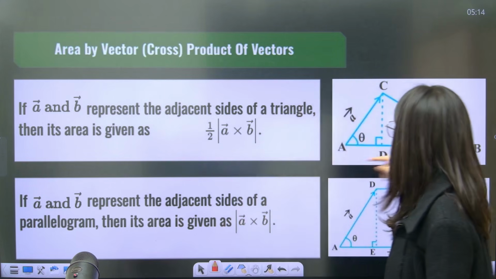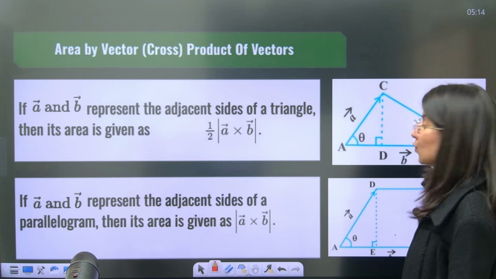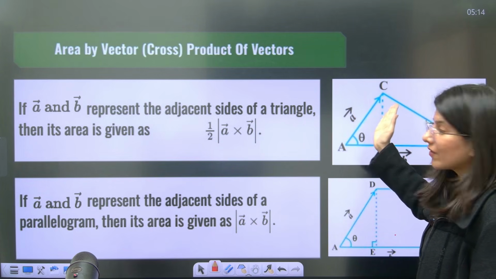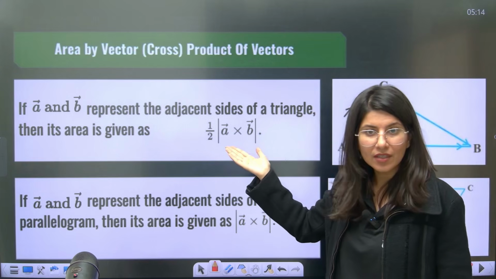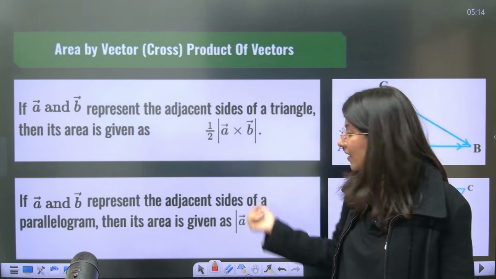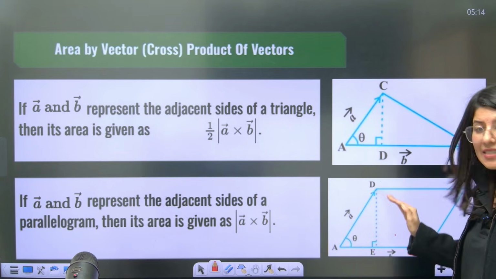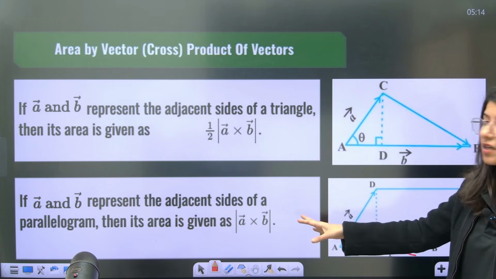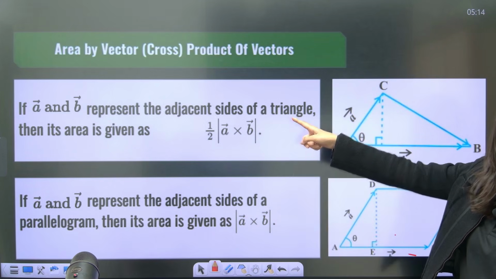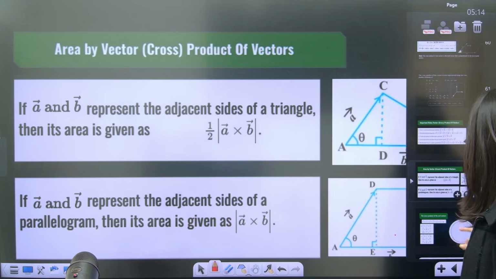Suppose a triangle is given and two side vectors are given. This is your B vector, this is your A vector. Just take the cross product and take half of its magnitude. So half |A cross B| is the area of the triangle. And if you have a parallelogram, with two adjacent sides given, just take the cross product and then take the magnitude. No need of half over here, but for the triangle half is needed. So area of triangle, area of parallelogram.